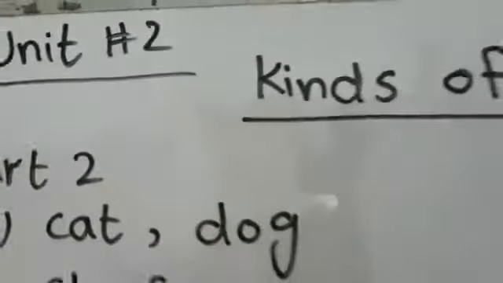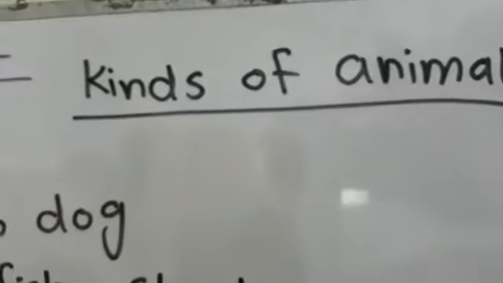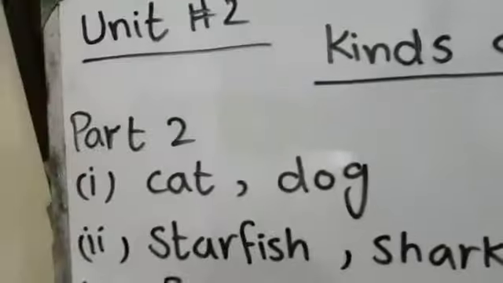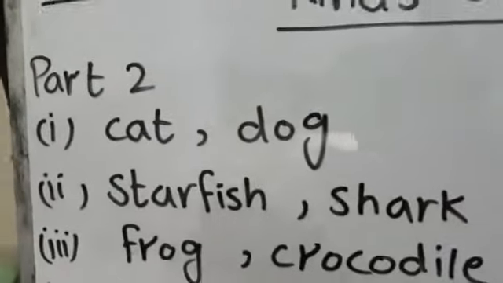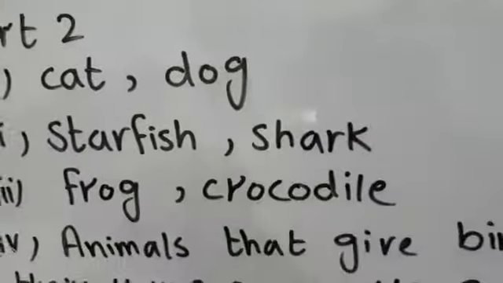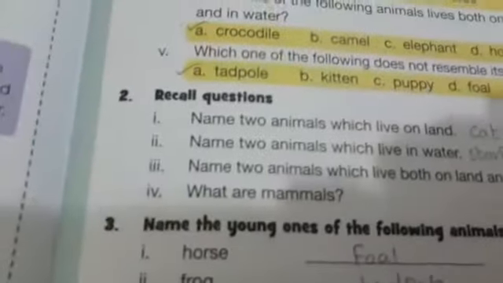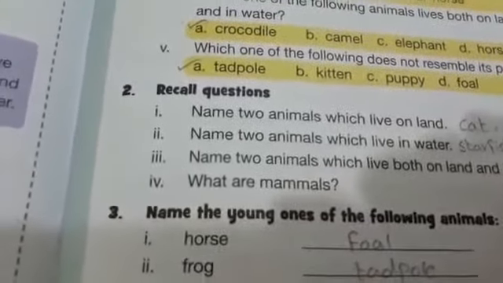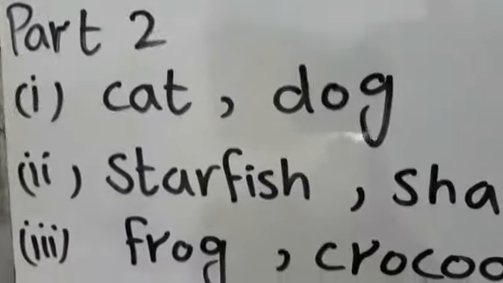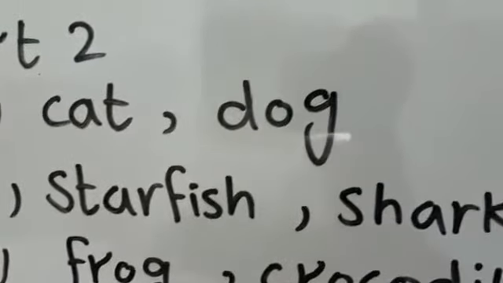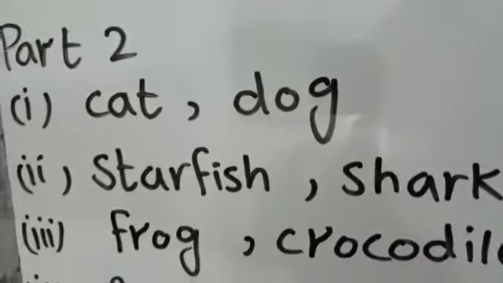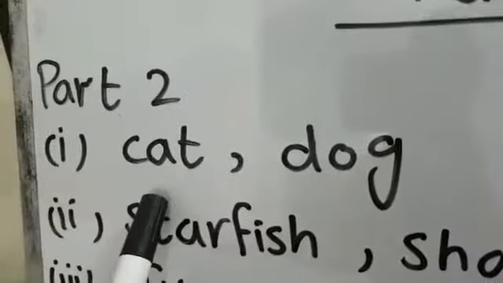Unit number 2, kinds of animals. Write down over here like this. Okay, part 2. The question number 1 is, name 2 animals which live on land. The answer is cat, dog. Clear? The answer is cat, dog.